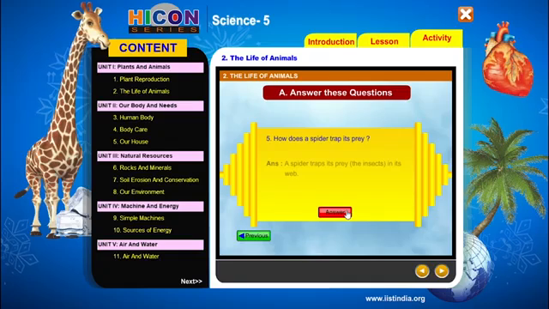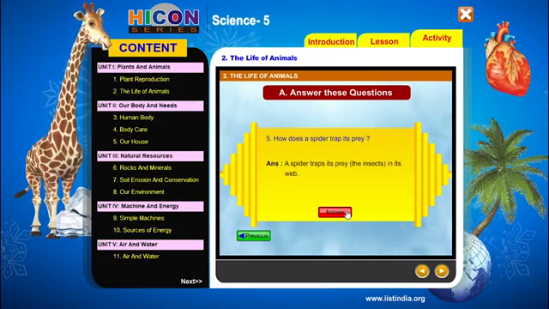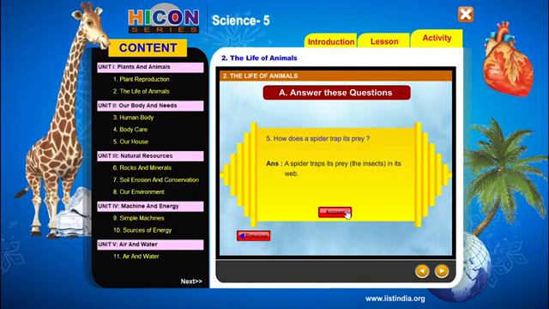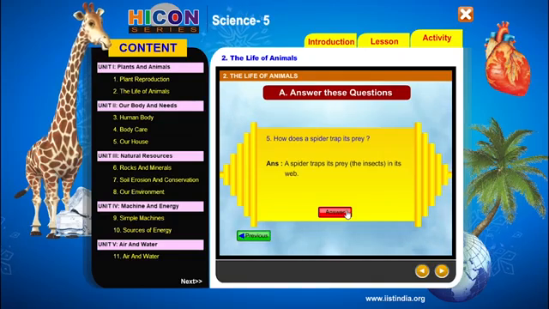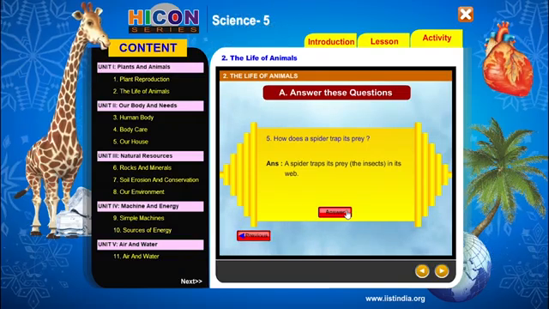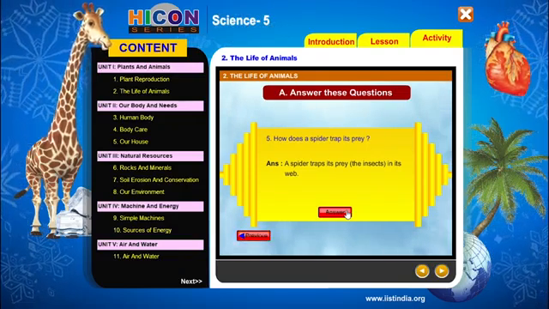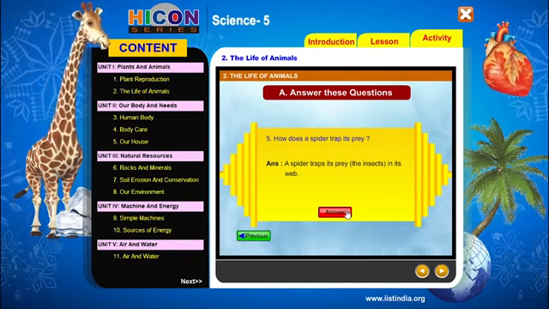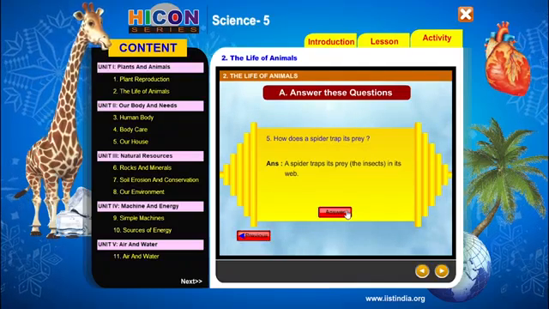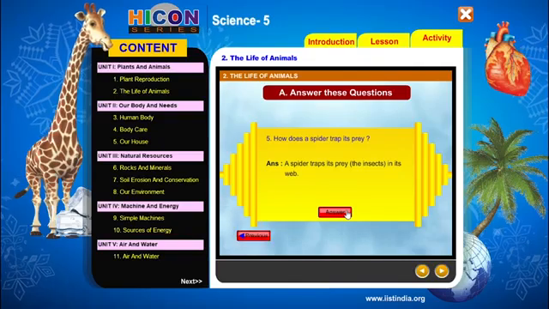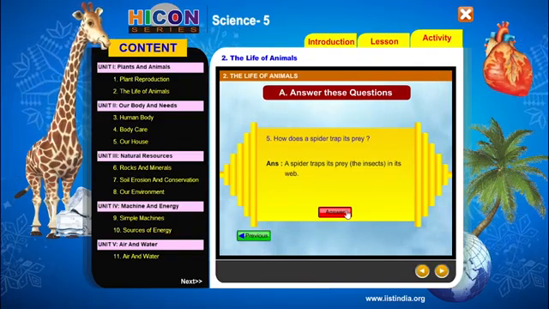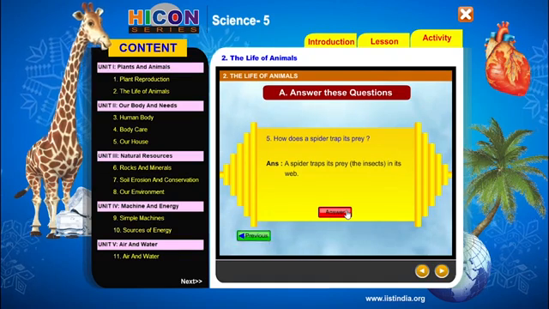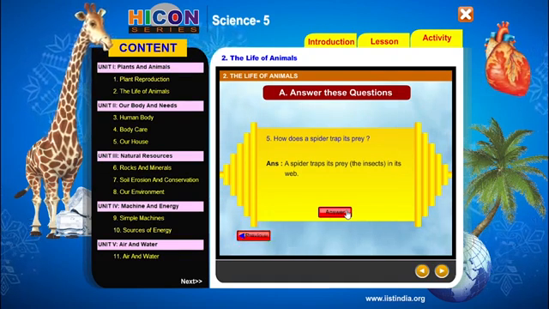The answer is that a spider traps its prey, that means traps insects, in its web. So children, the spider will make a web, and its web contains small thin threads, and they have a gum-like nature. So whenever an insect falls on its web, it will stick to its web. Like in a frog, its tongue is sticky, whereas in a spider, its web has a sticky nature.